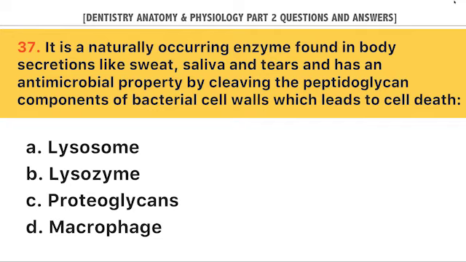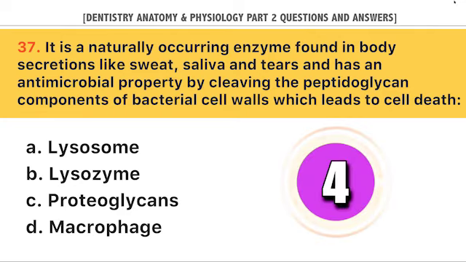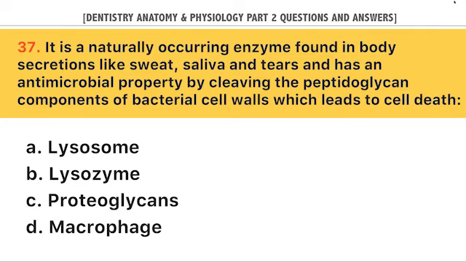It is a naturally occurring enzyme found in body secretions like sweat, saliva, and tears, and has an antimicrobial property by cleaving the peptidoglycan components of bacterial cell walls, which leads to cell death. A. Lysosome, B. Lysozyme, C. Proteoglycans, D. Macrophage. Answer B. Lysozyme.